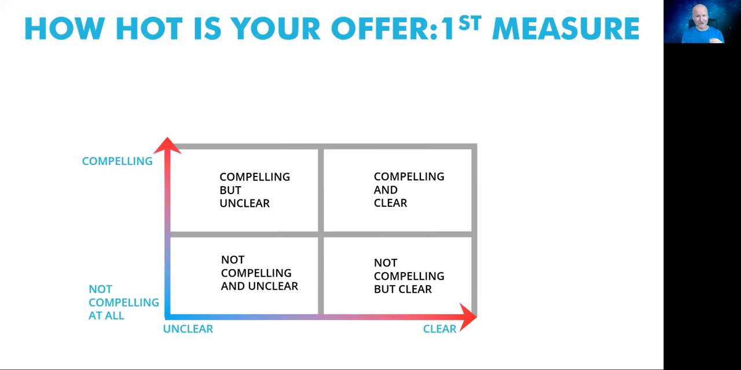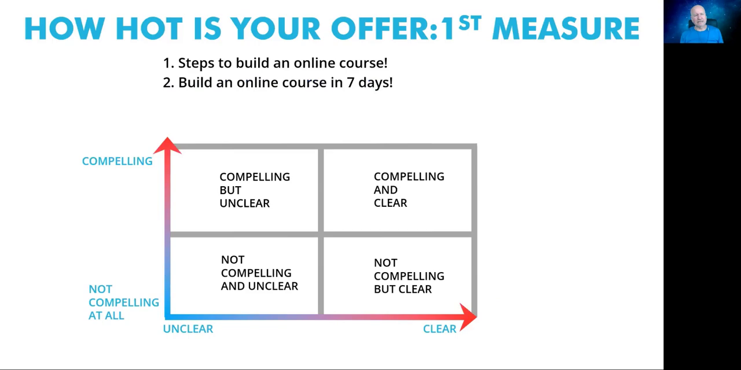So what I did firstly, and how I like to start course titles, is just say it as it is. So, steps to build an online course. If you had to measure that, is it compelling? Is it clear? Well, it's certainly clear, but it's not really compelling. It doesn't really motivate you. It's just telling you, I'm going to teach you steps to build an online course. Therefore it doesn't really have any motive about it. No emotion.